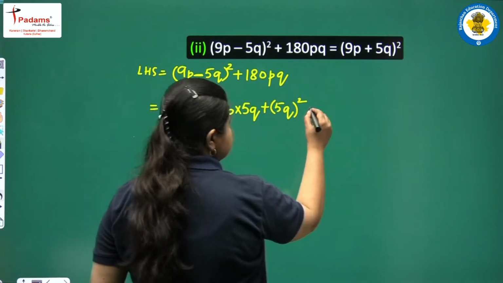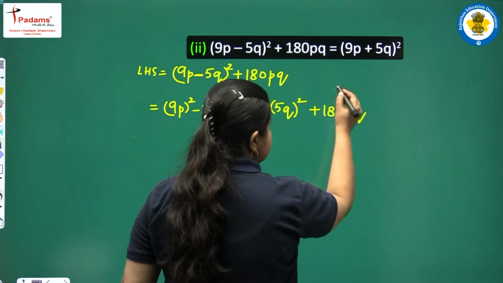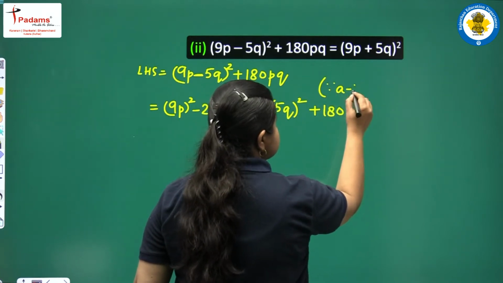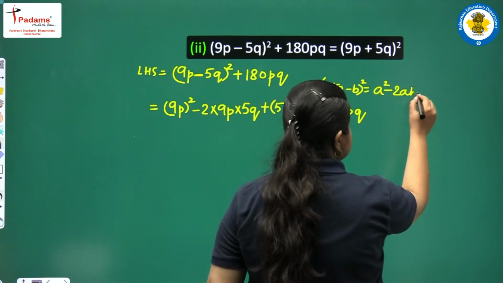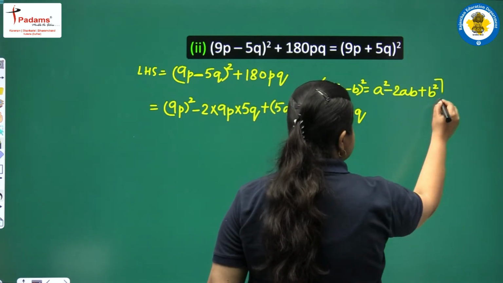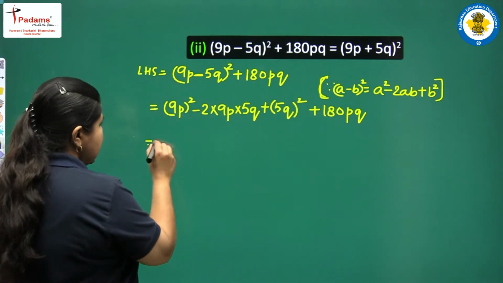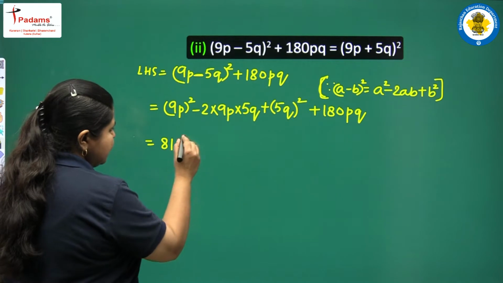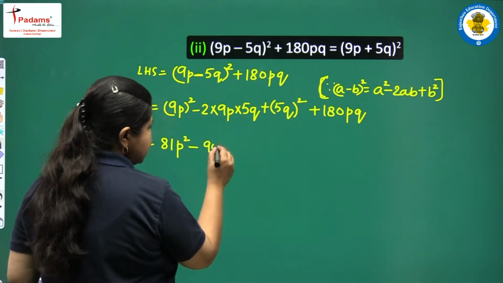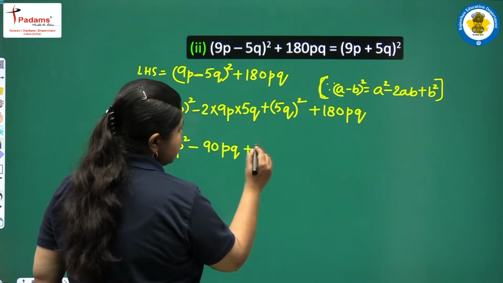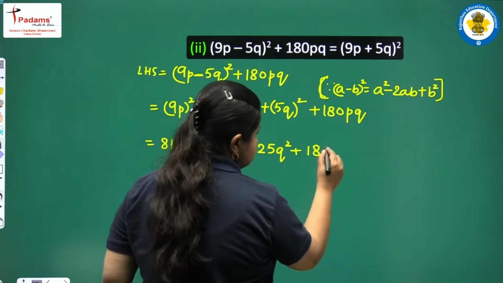Okay, and then we have plus 180 pq from the question itself. Right here, since a minus b whole square is equal to a square minus 2ab plus b square. आप कौन सी आइडेंटिटी अप्लाई कर रहे हैं वो यहाँ पर मेंशन करना नहीं भूलना है. Now 9 square is 81, p square will be p square, minus 2 5s are 10 into 9 it will be 90 pq, plus here 5 square is 25 q square, plus here 180 pq.